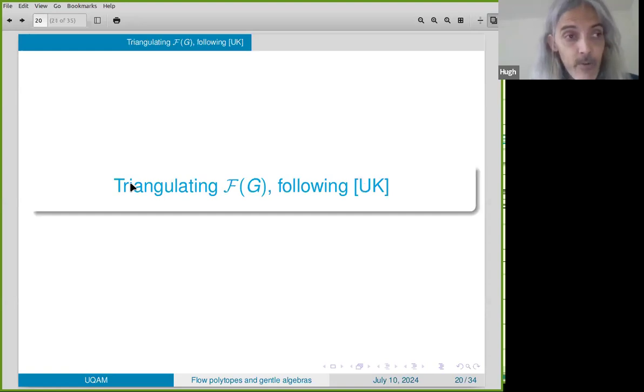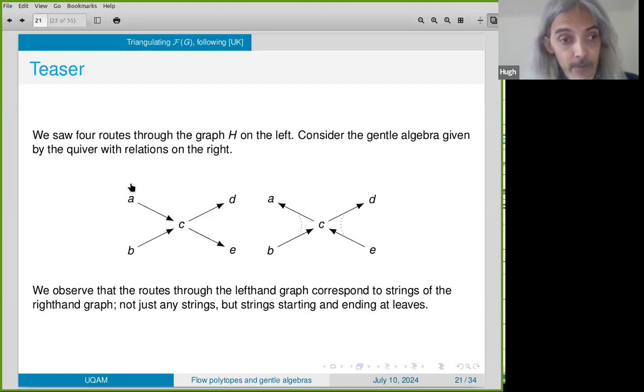So now we've had our introduction to flows, and we've had our introduction to gentle algebras, and now I want to talk to you about getting to the point. I want to talk about triangulating the flow cone. This work that I'm presenting now is the work by the group from the University of Kentucky that we were building on.